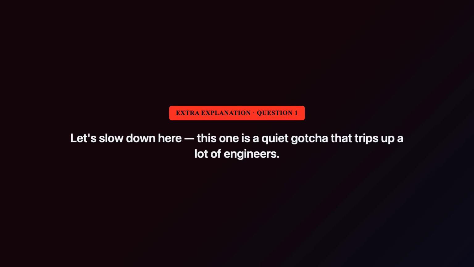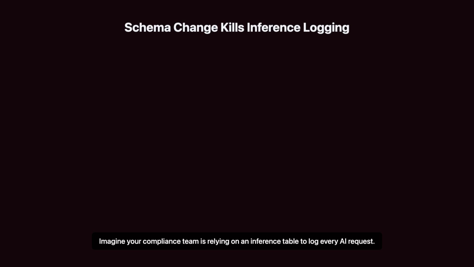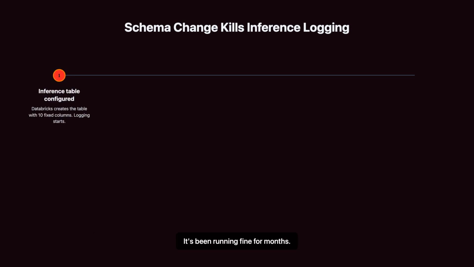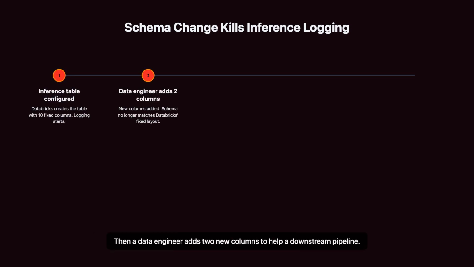Let's slow down here. This one is a quiet gotcha that trips up a lot of engineers. Imagine your compliance team is relying on an inference table to log every AI request. It's been running fine for months. Then a data engineer adds 2 new columns to help a downstream pipeline. Sounds harmless, right? Here's the trap.